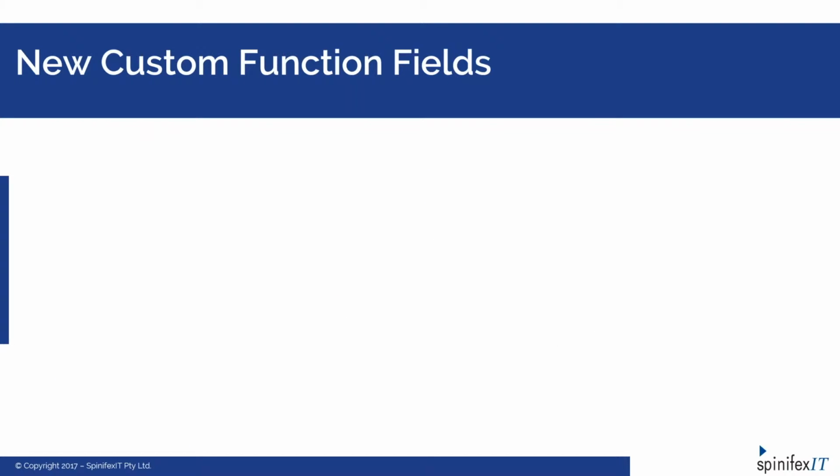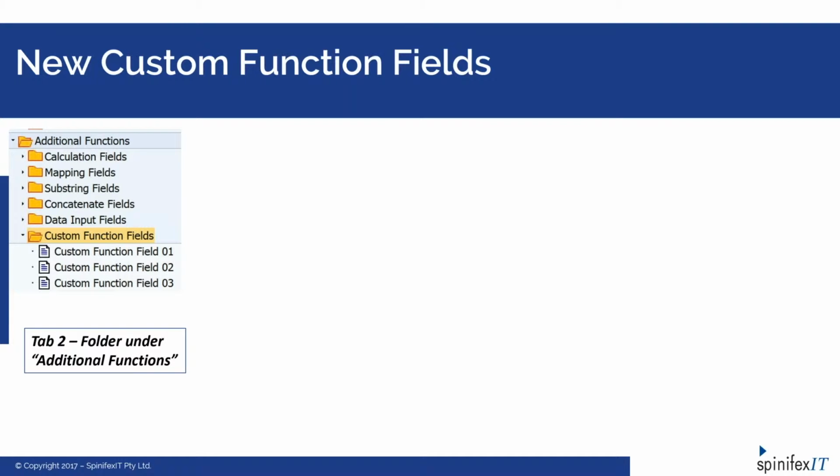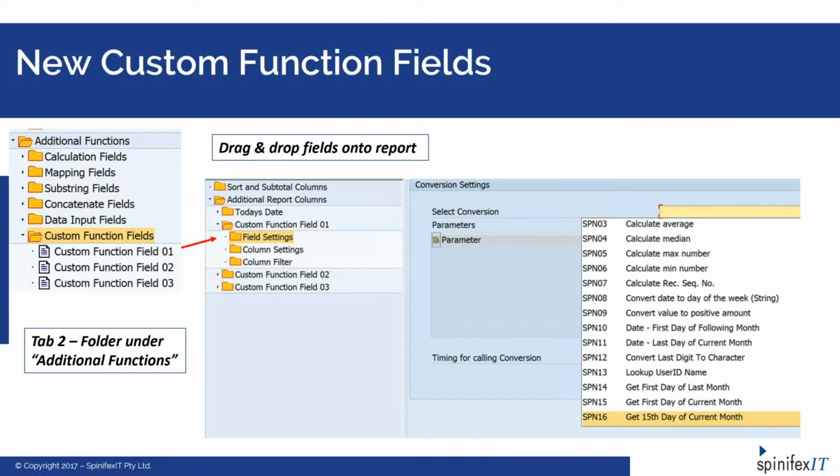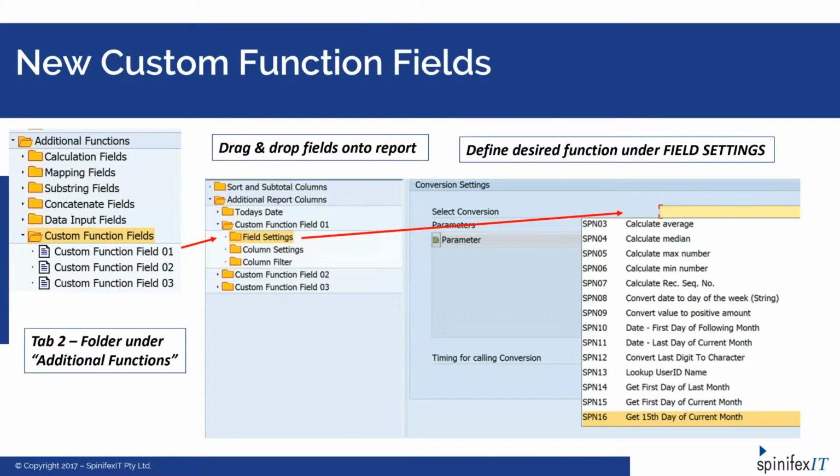So here we have the screenshots regarding the new custom function fields. Remember that the fields are found on tab 2, down at the bottom in the folder for additional functions, similar to where you find calculation and mapping fields. Once you drag a custom function field onto your report, you will tell it which other existing fields you want to reference, plus what exactly it is you want to do with it. And as you can see, we are indicating here the new options I mentioned will be available in the drop-down.